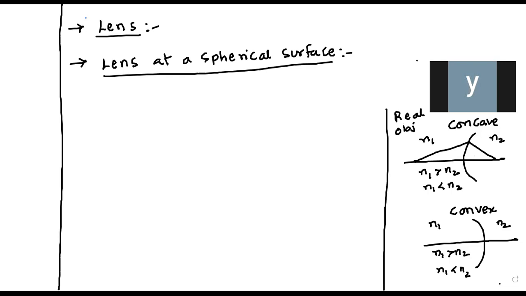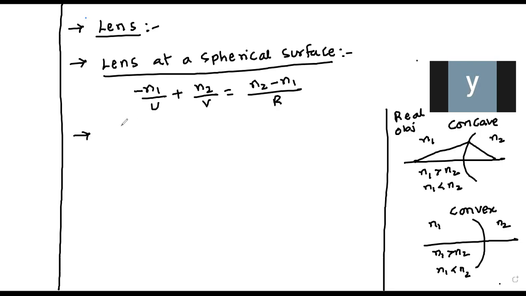Virtual object. For all these, we are having that it is minus n1 by u plus n2 by v is equal to n2 minus n1 by r. For any case, either it is a concave spherical surface or convex spherical surface, and even n1 greater than n2 or n1 less than n2, whatever it may be, the formula is minus n1 by u plus n2 by v is equal to n2 minus n1 by r.